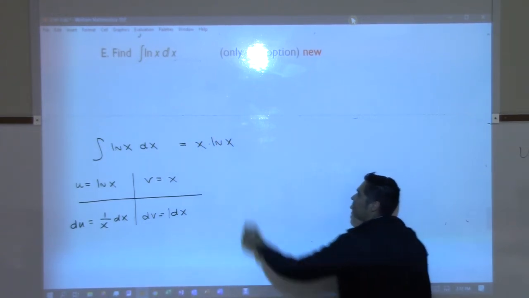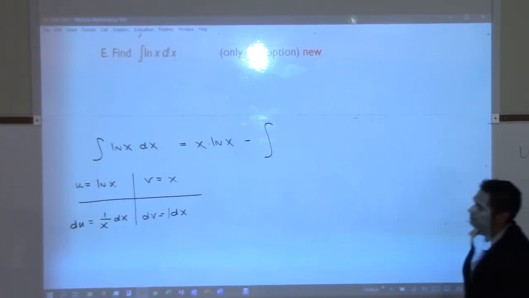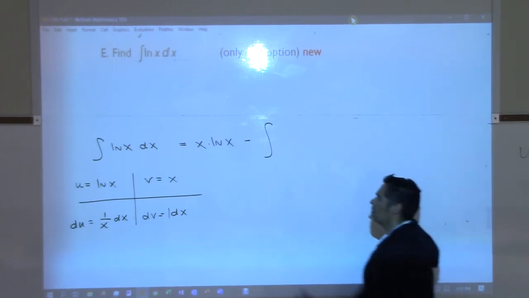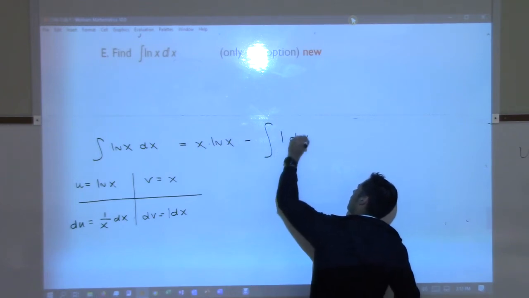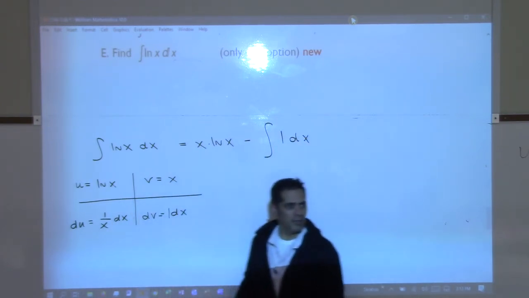And then minus the integral of what? x times 1 over x, right? So what happens there? They go away, right? And you're just left with 1 dx. Do y'all see that? You'll see how this x and this 1 over x multiply and they're gone, and you just have dx there?